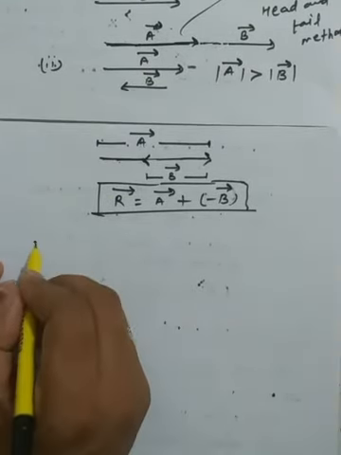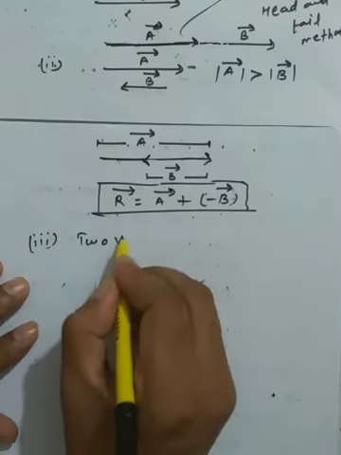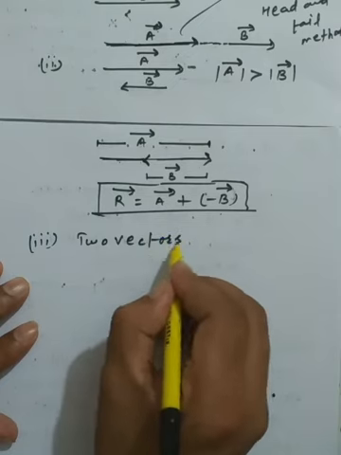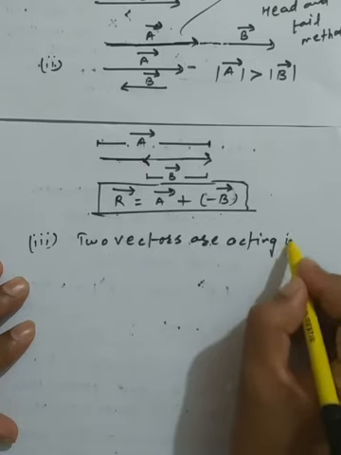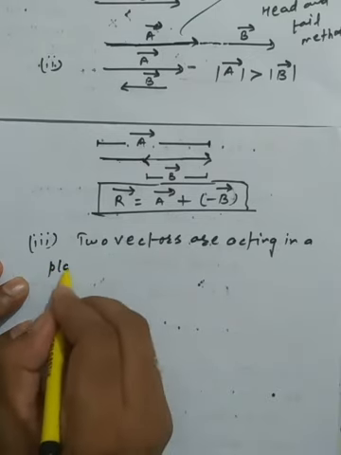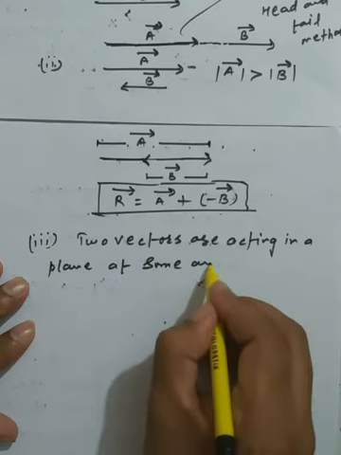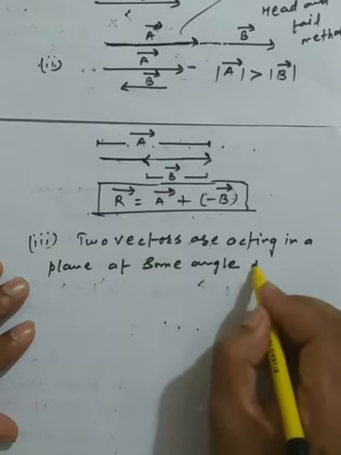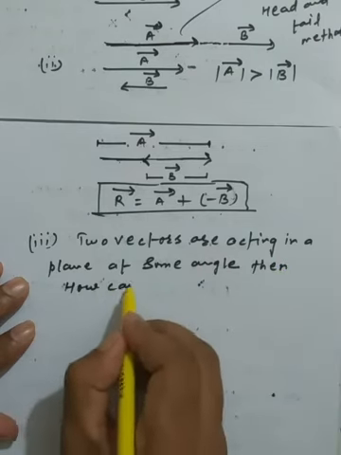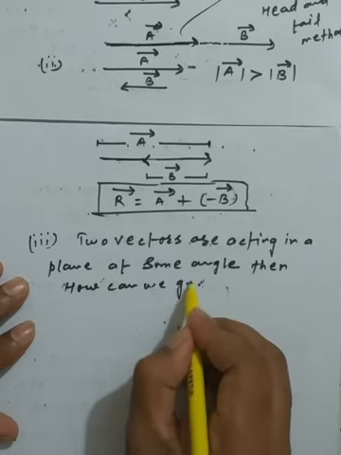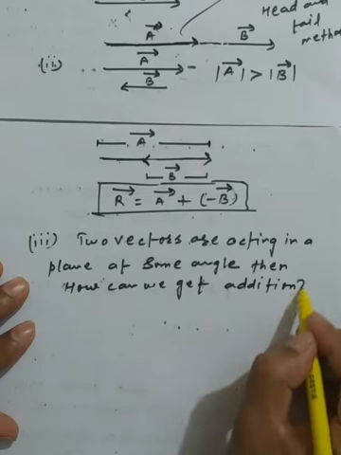Now we have the third option. Suppose the two vectors are acting in a plane at some angle, then how can we get the addition? So here we have a simpler rule.